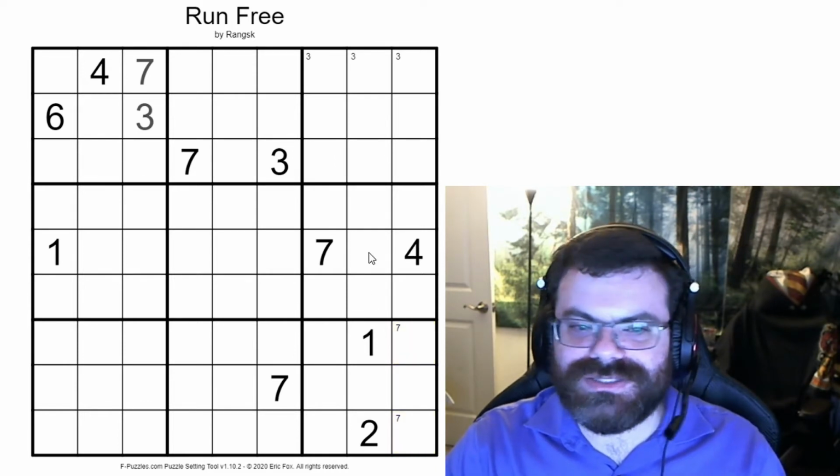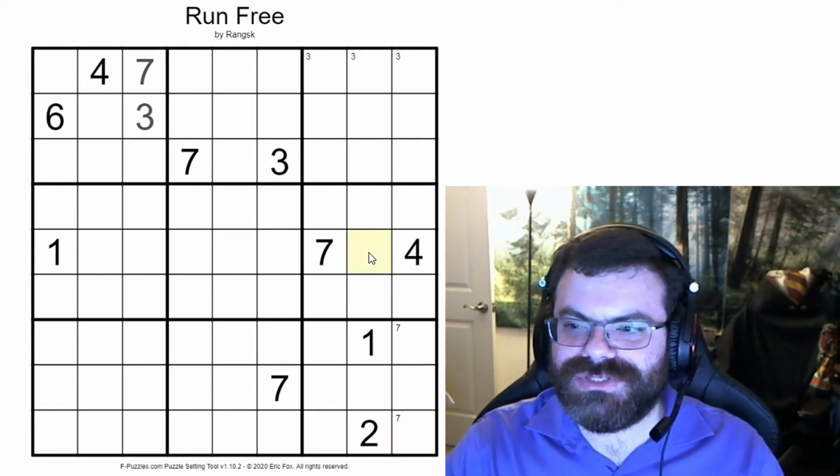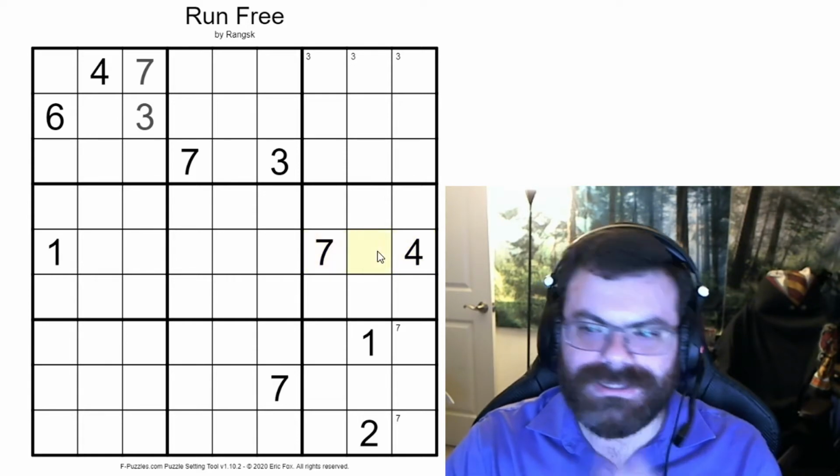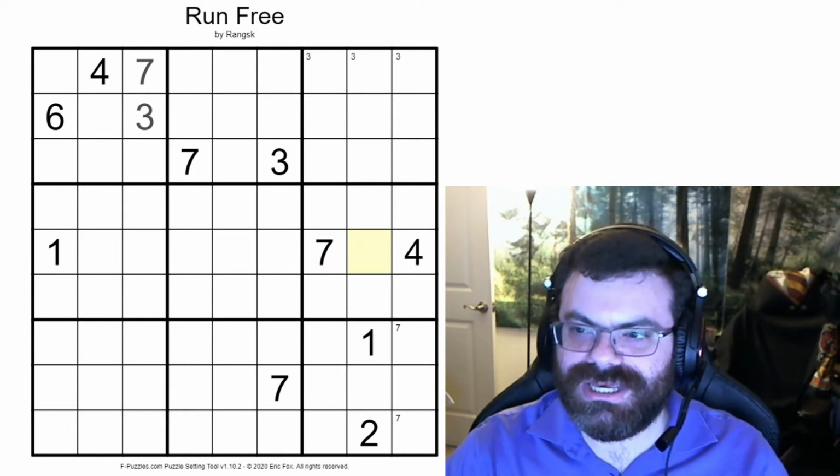Next, this one's a bit fun. If you look closely here, what number can this be? Well, it can't be 1 or 2. It can't be 3 or 5 because of this 4. It can't be 6 or 8 because of the 7. And so the only remaining digit is the 9.